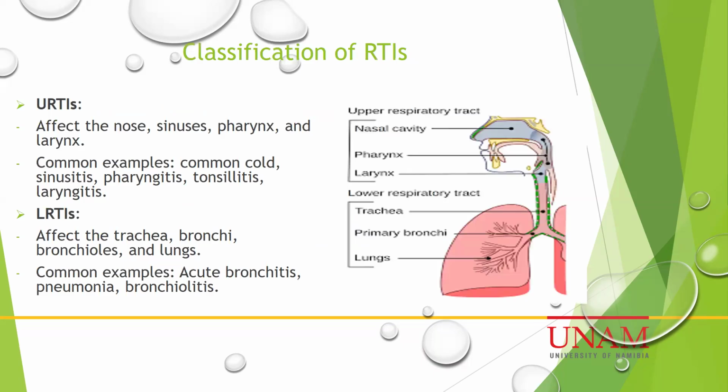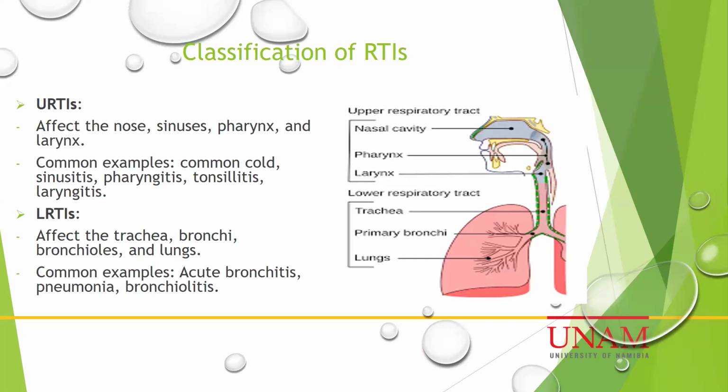Okay, broadly, respiratory tract infections are classified into two: the upper respiratory tract infections and the lower respiratory tract infections. If you see the diagram or the picture on the right side of the slide, you'll notice that the upper respiratory tract infections affect the nose, sinuses, the pharynx, and larynx. And the common examples are the common cold, sinusitis, pharyngitis, tonsillitis, and laryngitis. But we're going to just focus on some of the common ones that we see more commonly.